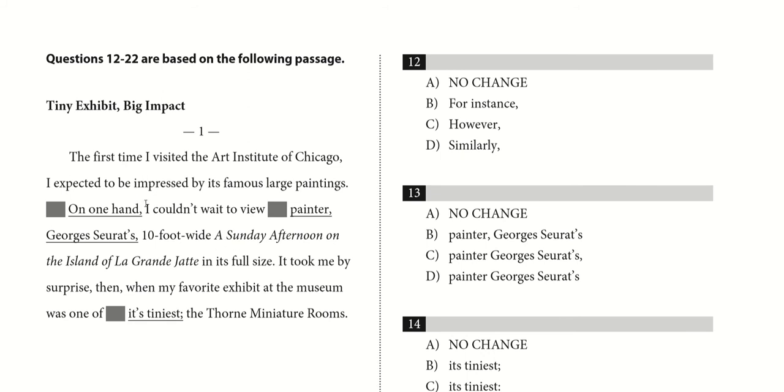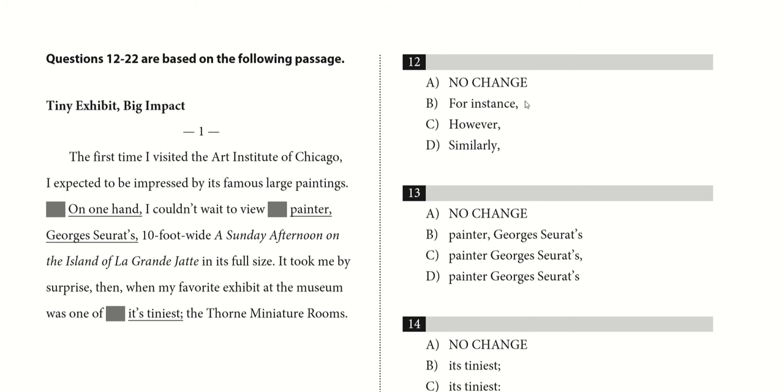If you started your sentence with "on one hand," that is setting up some contrast, right? Because if you have "on one hand," then we are sort of expecting "on the other." But there's not actually any contrast being set up, right? We're being told that I expected to be impressed, and then that's elaborated upon by "I couldn't wait to see this painting," right? So there's not really any contrast happening. "On one hand" probably isn't the way to go. So let's cross out A.